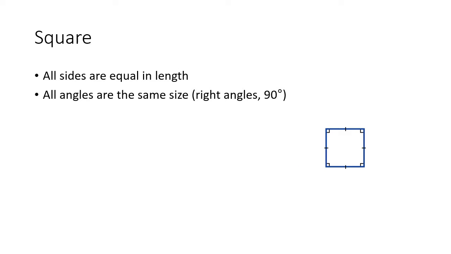And lastly, the square is the most symmetrical one, where all sides are equal in length and all our angles are the same size. They're all right angles at 90 degrees.